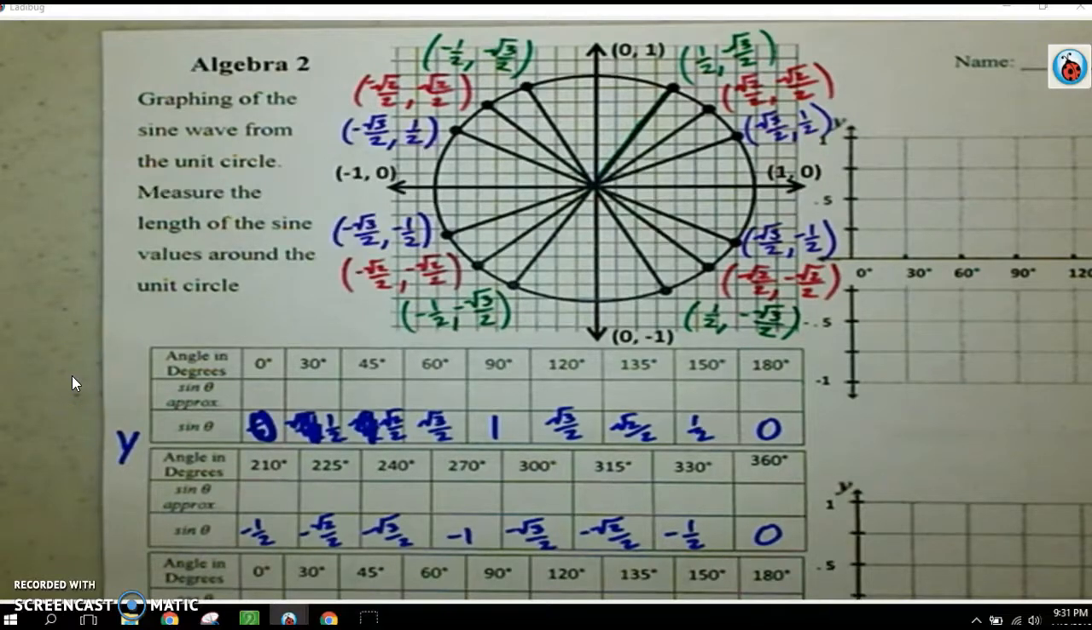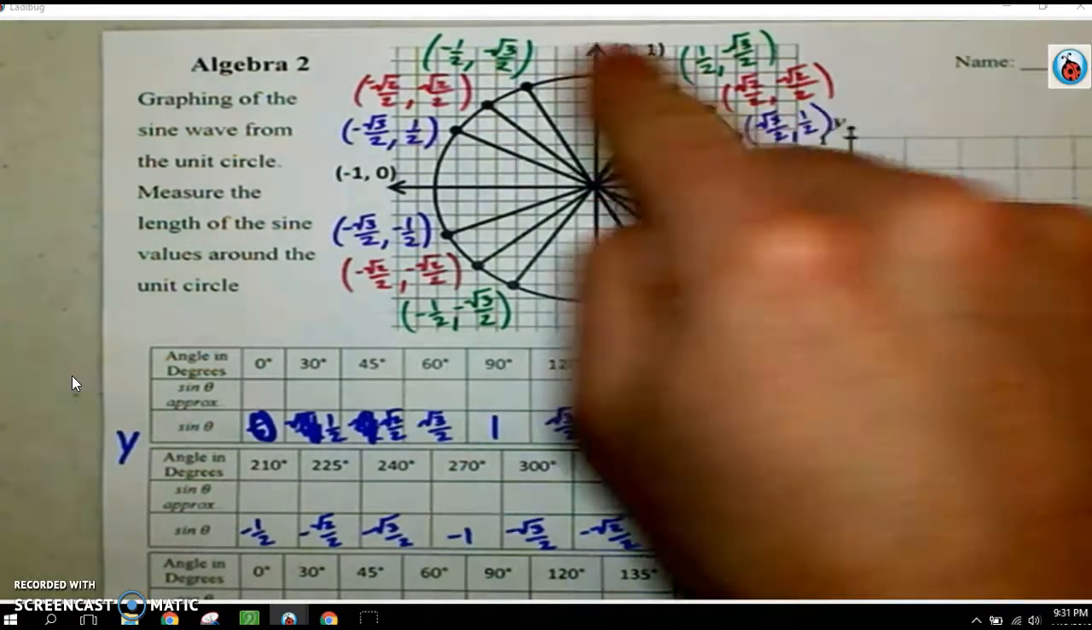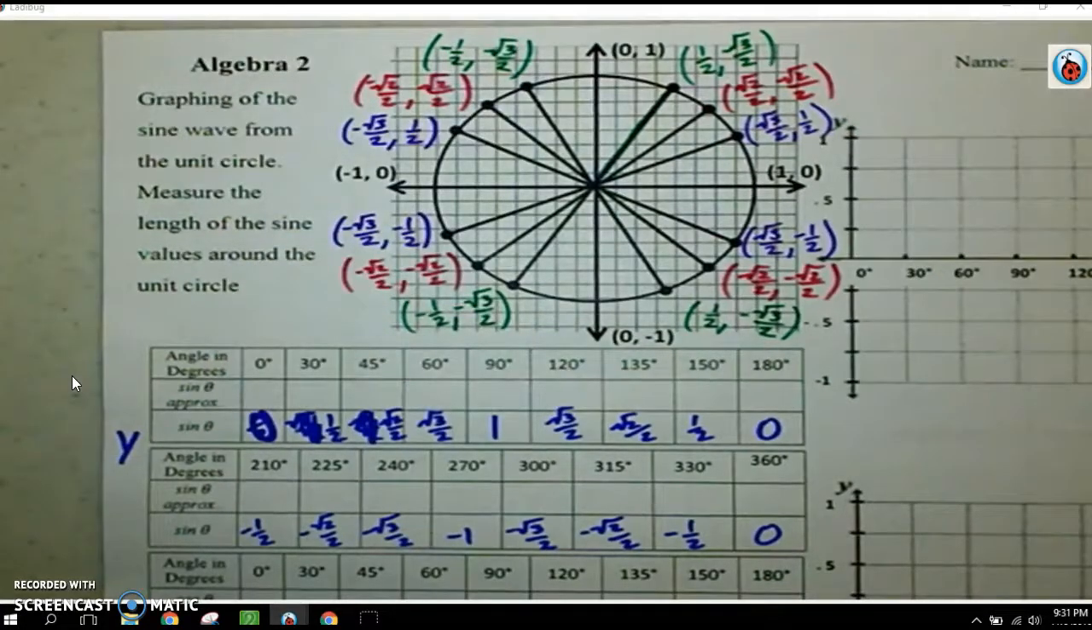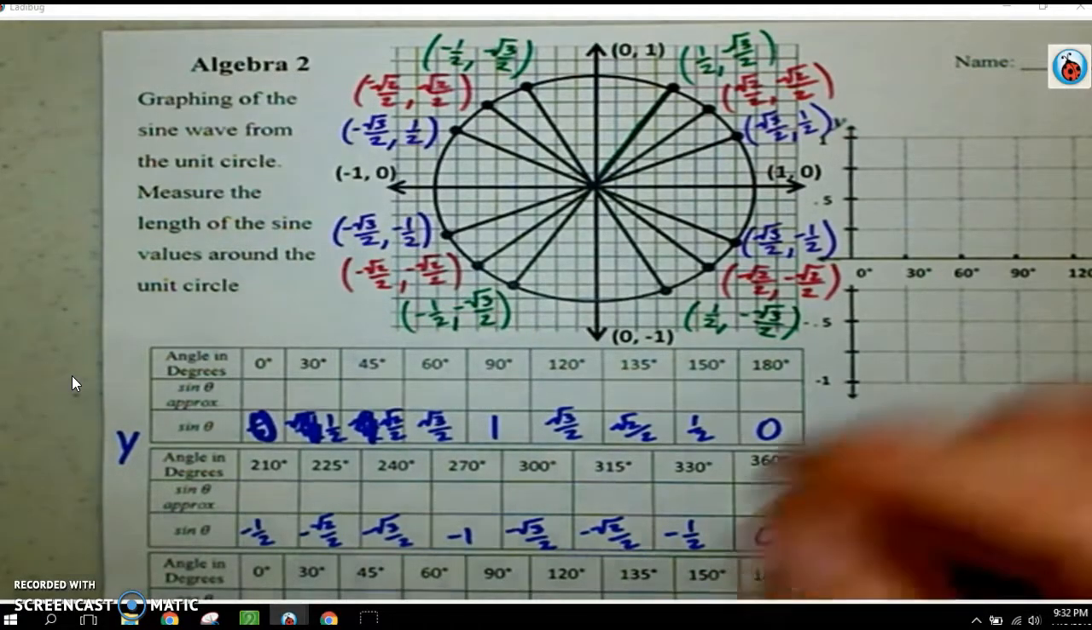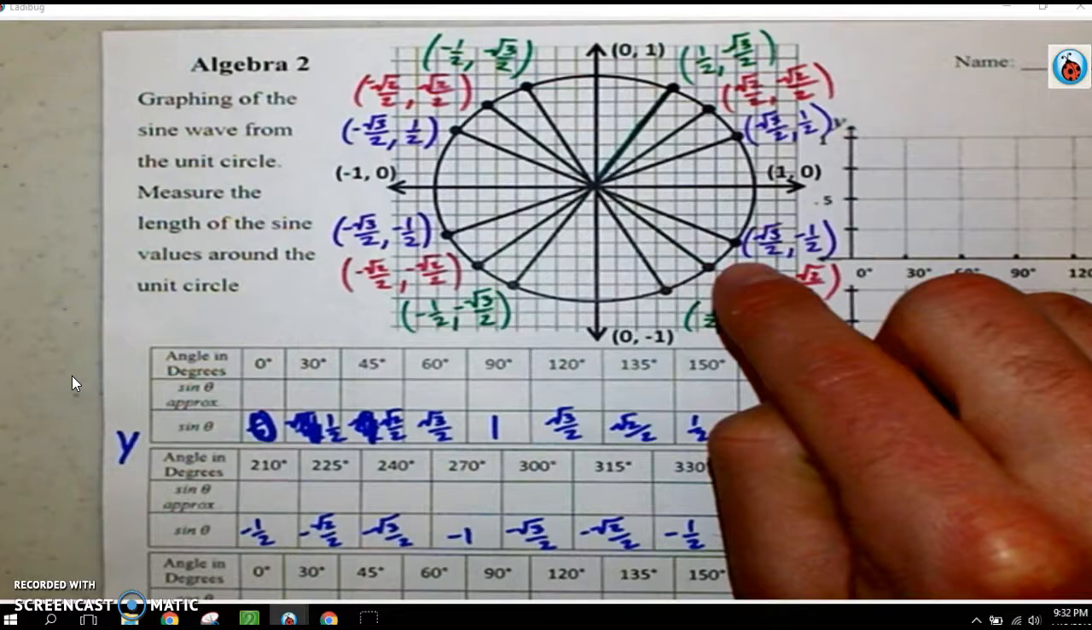Hello everybody. Today we're going to look at graphing our parent functions, or the most basic versions for sine and cosine. So that would mean without any transformations. So what we have here is our unit circle. And for those of you who are unfamiliar, the unit circle is essentially a circle with radius 1.